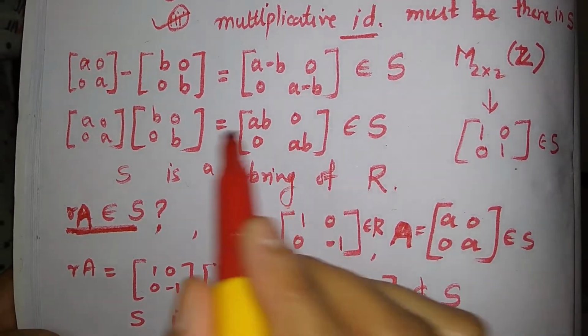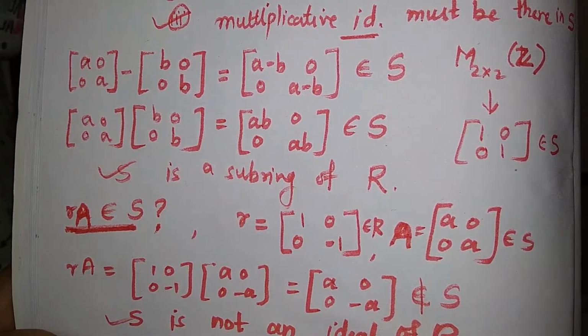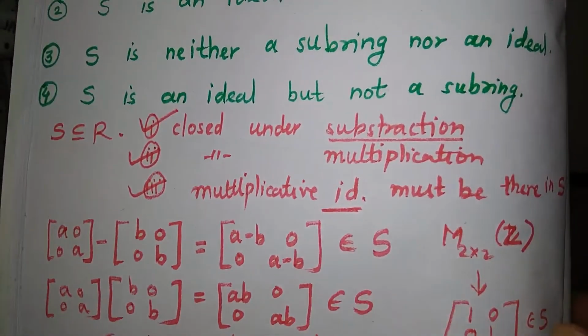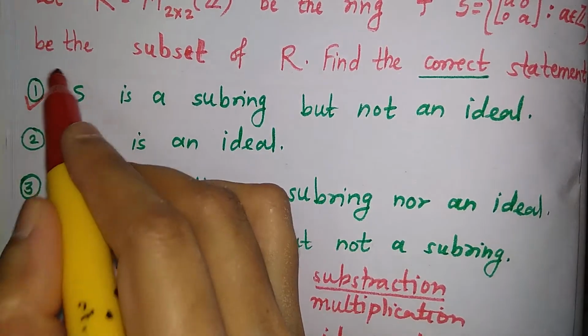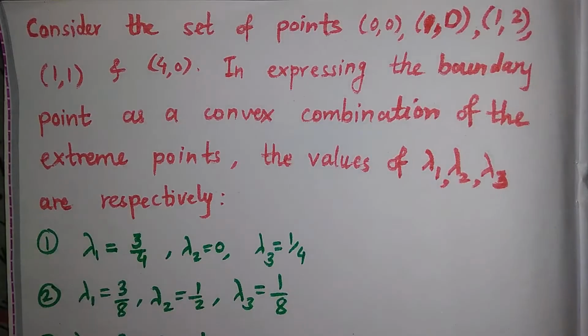So S is a subring, but it is not an ideal of R. So this first option is the correct option. Let us solve another question.